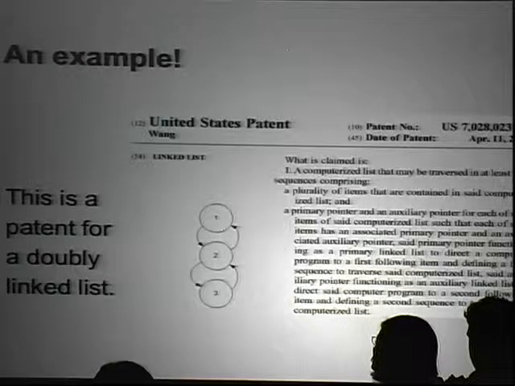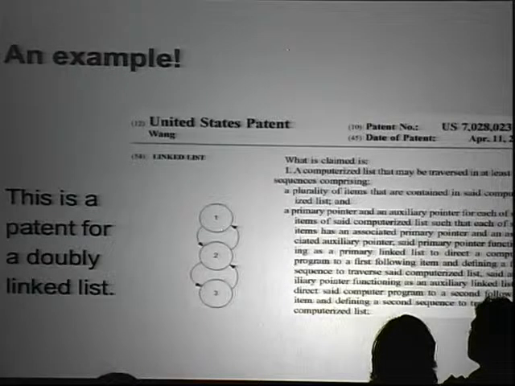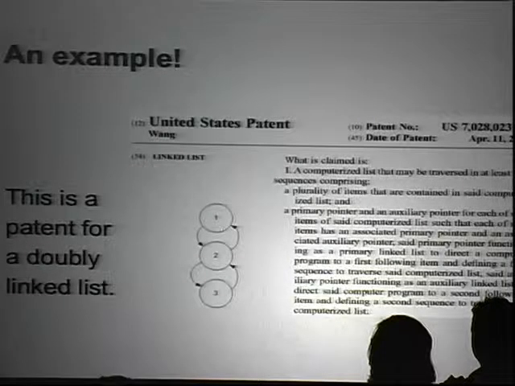Because, can you read it on there? Probably not. No. A computerized list that may be traversed in at least two sequences comprising a plurality of items that are contained in a computerized list. That's 1, 2, and 3 there. And then a primary pointer and an auxiliary pointer for each of the items. And then there's a bunch of verbiage.